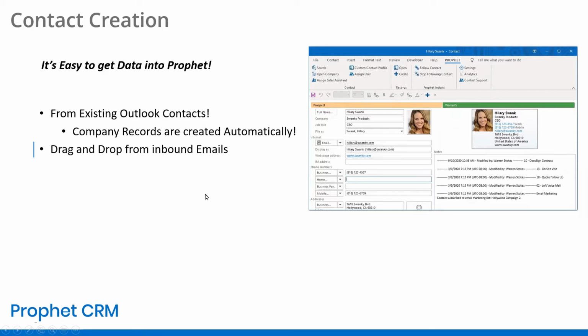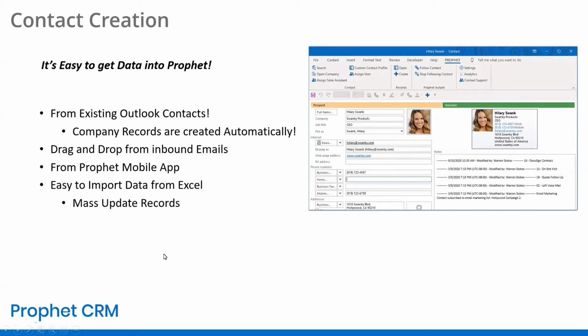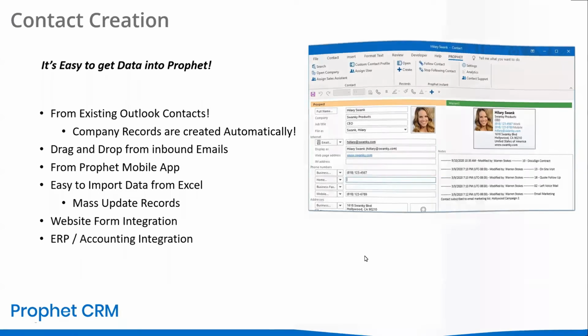The drag and drop from inbound emails. A lot of things happen from emails, so we have to make it very easy to create contacts from inbound emails. You can create contacts from the Profit mobile apps. And there's also an import function where you can import data from Excel. And that's also, by the way, used to mass update records. We have website form integration to create contacts and/or leads. We also can integrate with accounting or other systems to integrate contacts from those systems.